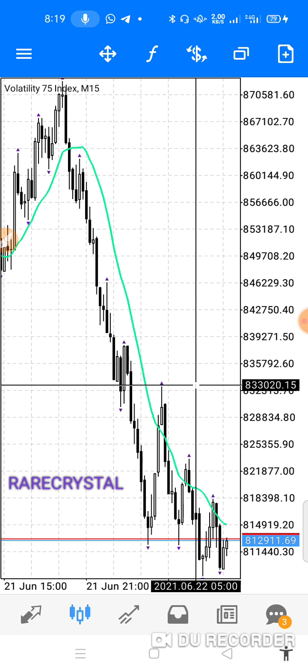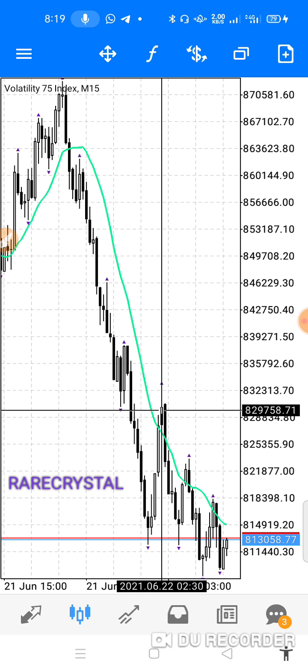Then this forms here, and I am waiting for an opportunity for a buy. I'm no longer selling, I'm only looking out for an opportunity for a buy. All right, that's all you just need to know, and that's all you need to trade successfully.